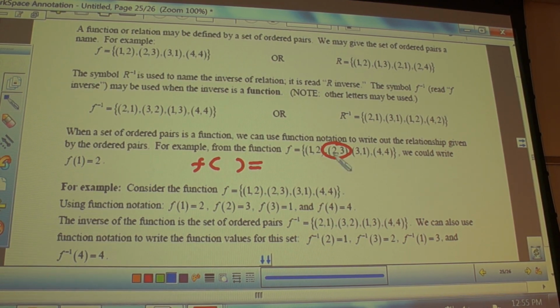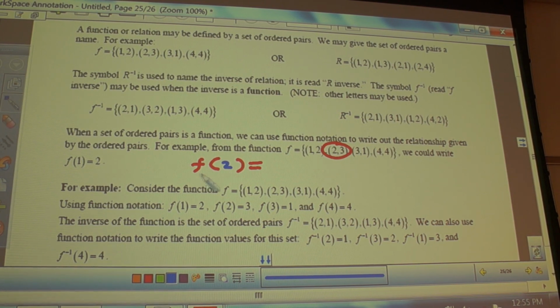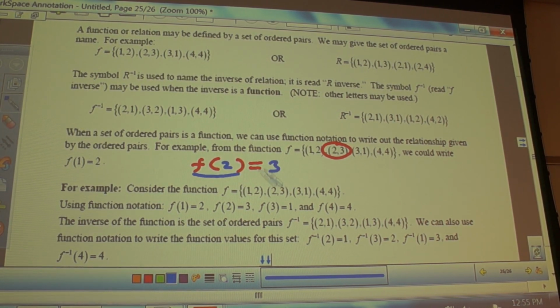2 is my x. What's my y? 3. Since this is my y, it equals 3, right? Because this is 3 and this are the same thing. They both mean y. Everybody on board with this part? All right.